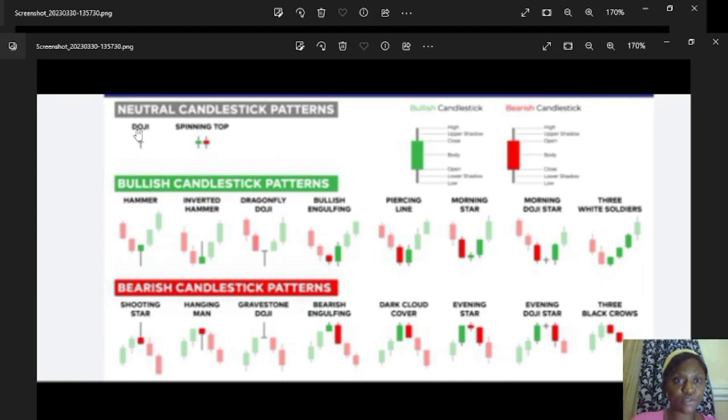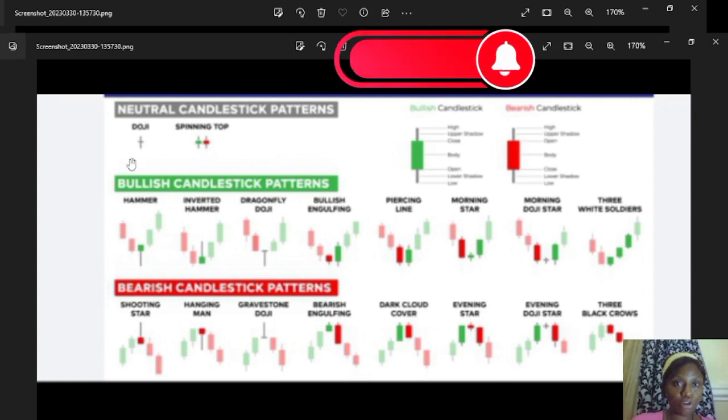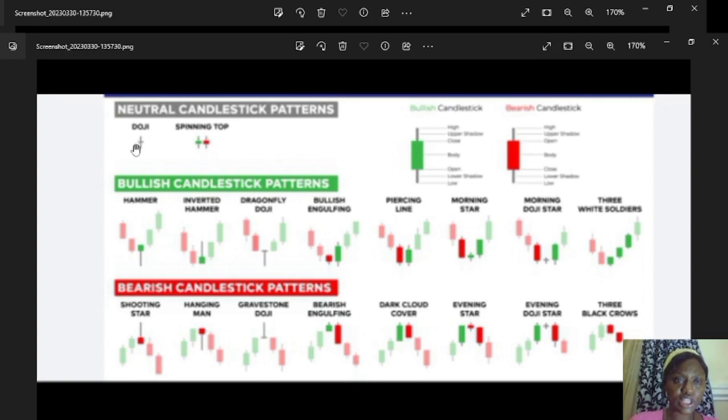Candlestick patterns, we have doji and spinning top. Doji is just a cross without a body. It doesn't have any body. It opens and closes at the same price, so you just see it like a cross. We have long leg doji and the shorter doji. Here, long leg doji is longer than this. Spinning top opens and closes with a little body in the middle.